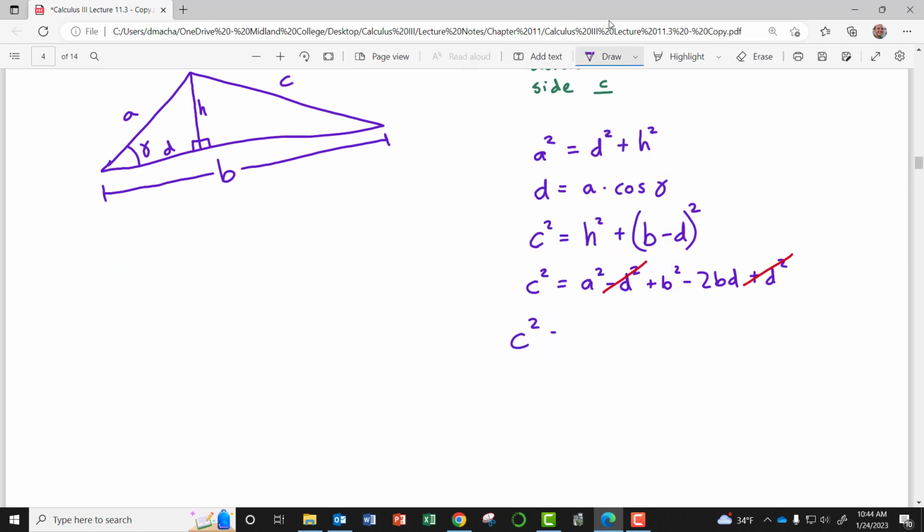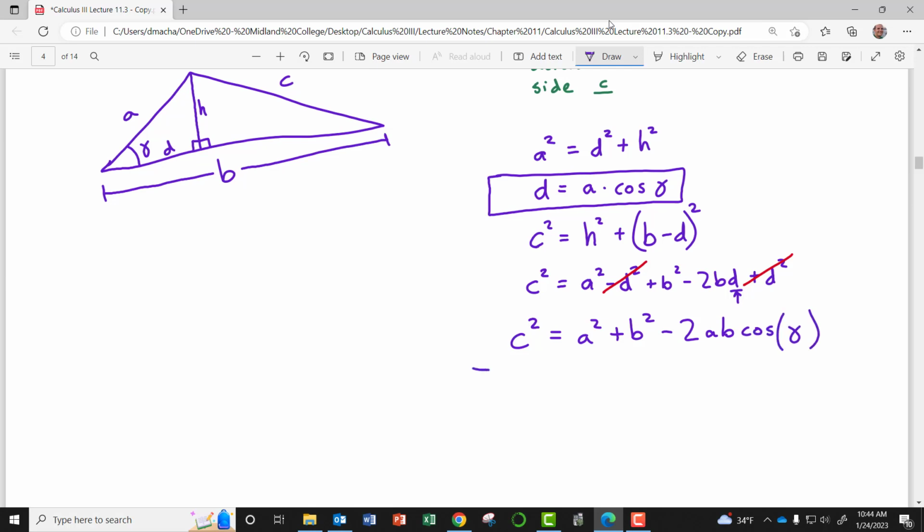Now I have c squared is equal to a squared plus b squared minus 2b times d. And now I have to go back and look at what is my definition of this d right here. And since d is just a times cosine gamma, I can drop in my a times cosine gamma right here, and voila, we have the law of cosines. So hopefully that's a little bit more satisfying than just being given the law of cosines.